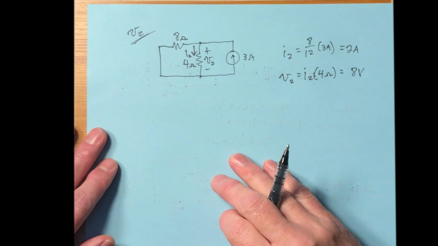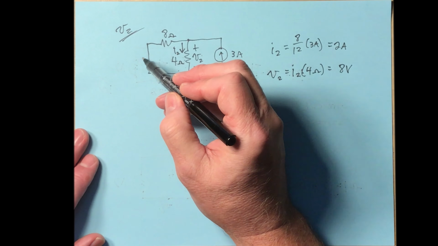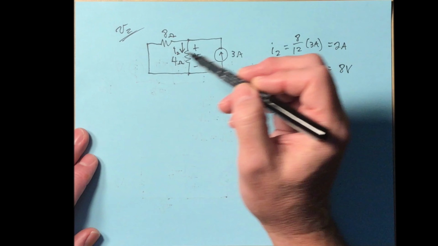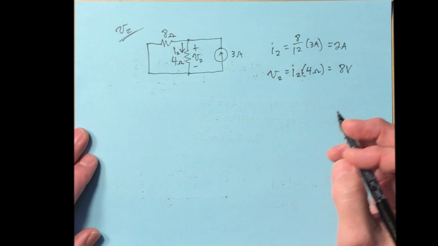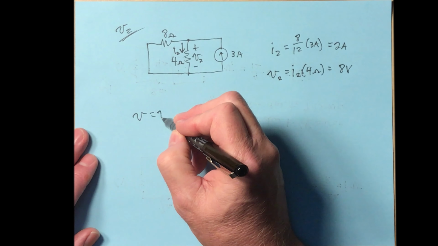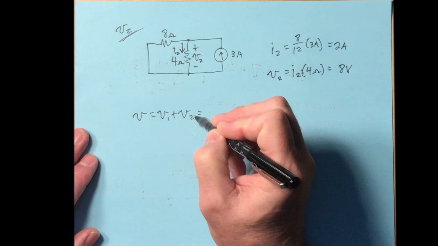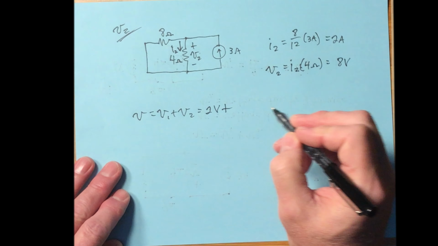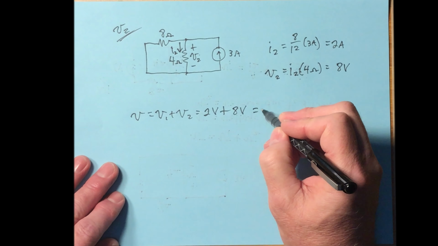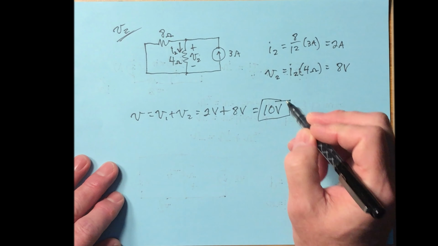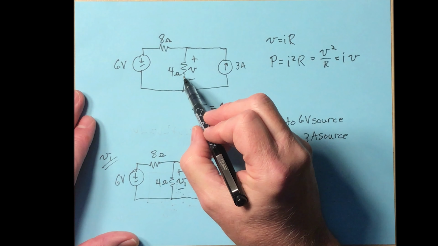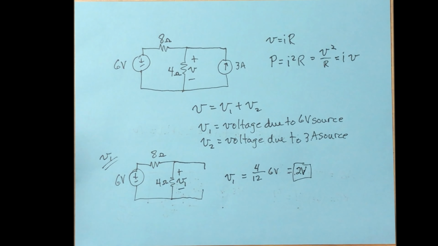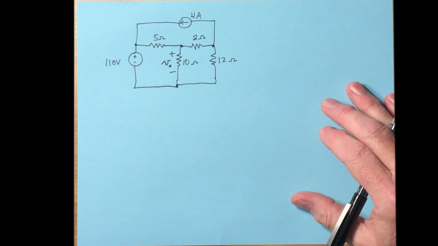All right, so once again, we disabled the 3 amp source by taking it out and solved for V1. Then we disabled the 6-volt source by replacing it with a piece of wire and solved for V2. The last step is to figure out what the voltage is. It's simply V1 plus V2. V1 was 2 volts plus V2, 8 volts. Answer, 10 volts. So the voltage across the 4 ohm resistor is 10 volts then. And we've got our answer at that point. All right, now that you kind of see the process here, let's go to our more complicated circuit here.